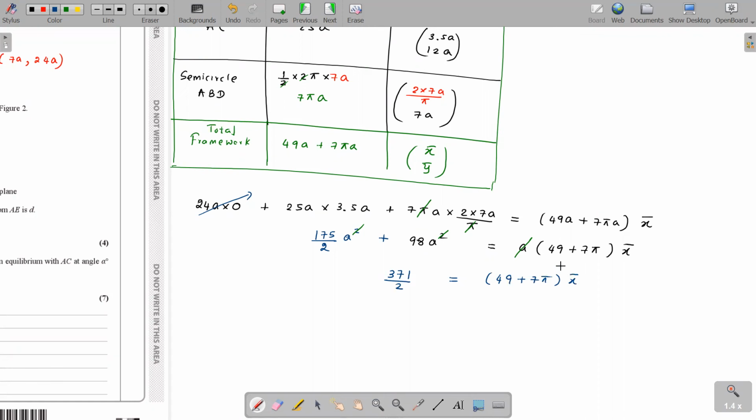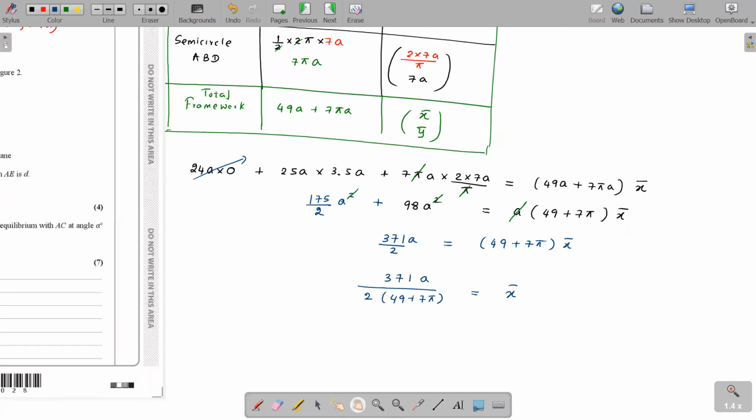Let's bring the 49 plus 7 pi down. 371 divided by 2, there's an A remaining, right? Yes. 371A over 2 times 49 plus 7 pi. Is this okay? Now what do we do? Bring the common thing out. What can I take out from 49 plus 7 pi? I can take out a 7, right? 2 into 7.